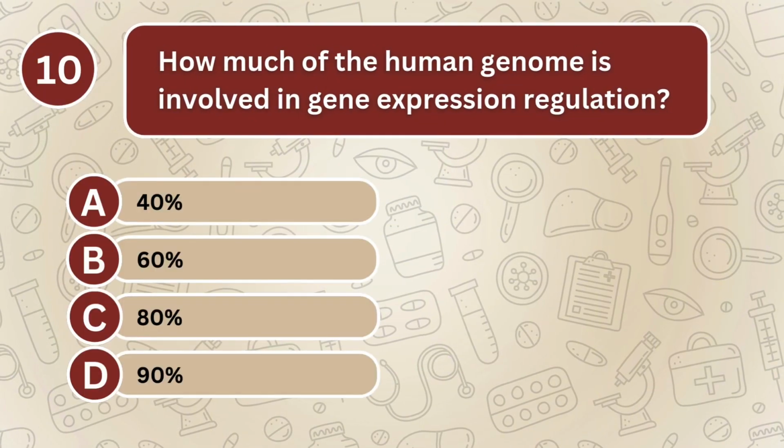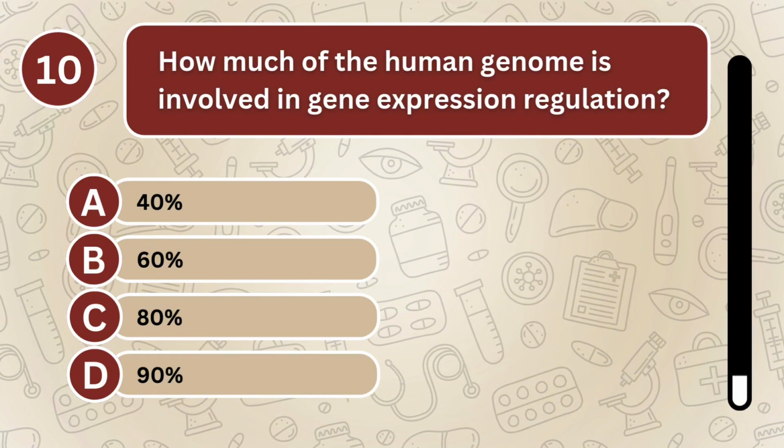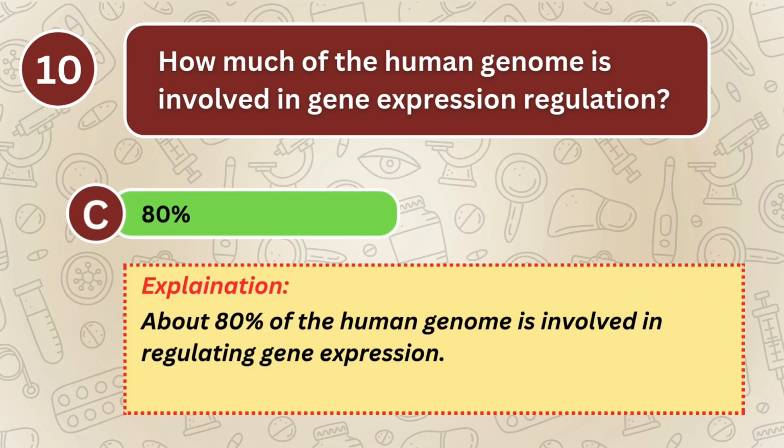How much of the human genome is involved in gene regulation? 40%, 60%, 80%, 90%? Correct answer is C. 80%.